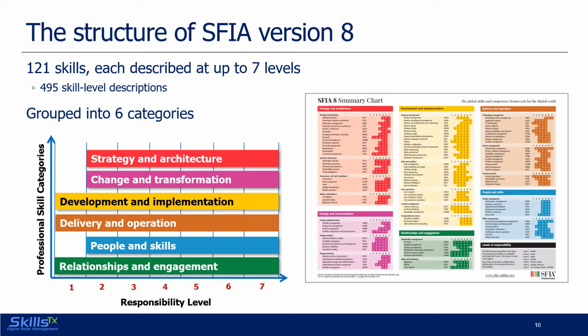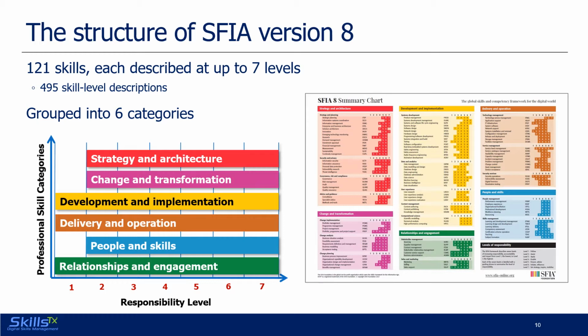The complete reference guide, which is available online and can be downloaded from the SFIA Foundation website, describes the 121 skills in SFIA version 8 in detail. Each skill comprises an overall definition, some guidance notes, and descriptions of up to 7 levels at which the skill might be exercised in the working world.